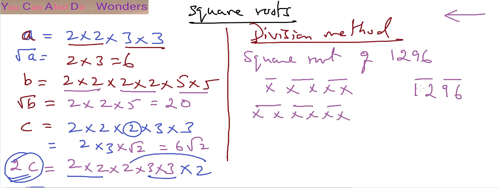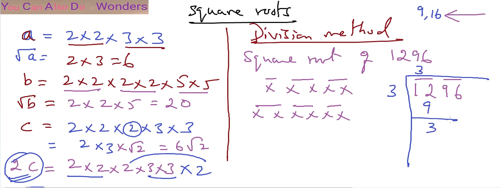Now let's see how to find the square root of 1296. We take the first group, which is 12. What is the maximum square number within 12? That is 9, isn't it? Because 3 squared is 9, 4 squared is 16, but 16 is more than 12. So 3 squared is 9, so 3. 3 times 3 is 9, remainder 3.